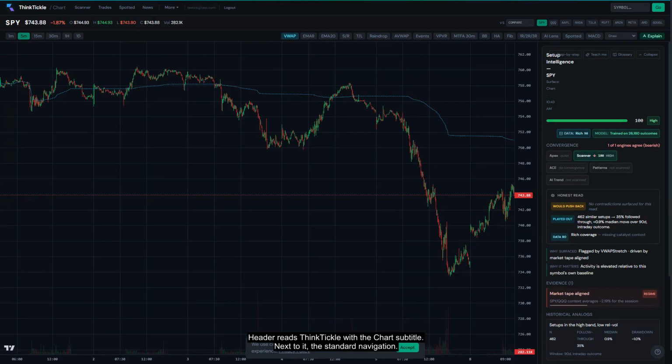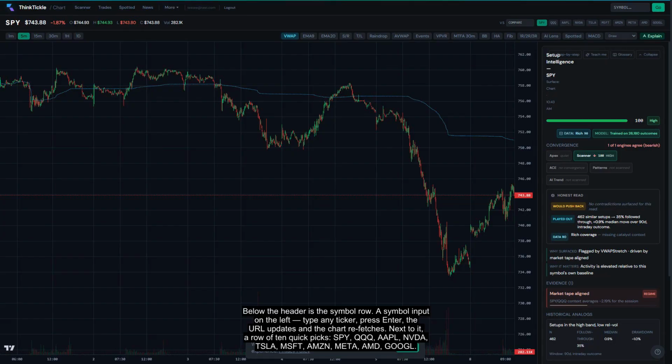Header reads ThinkTickle with the chart subtitle. Next to it, the standard navigation. Below the header is the symbol row. A symbol input on the left, type any ticker, press enter, the URL updates and the chart refetches. Next to it, a row of 10 quick picks, SPY, QQQ, AAPL, NVDA, TSLA, MSFT, AMZN, Meta, AMD, GOOGL.